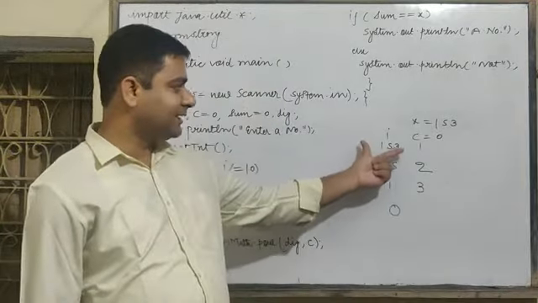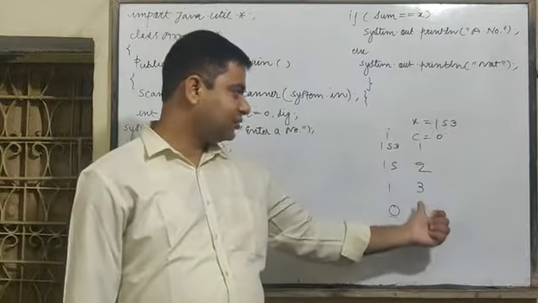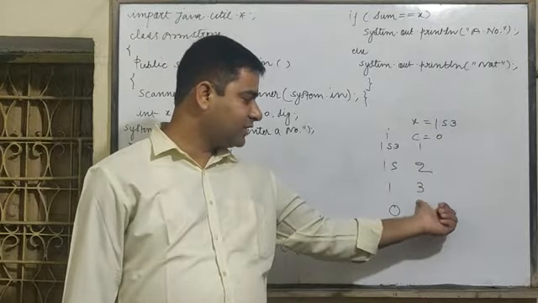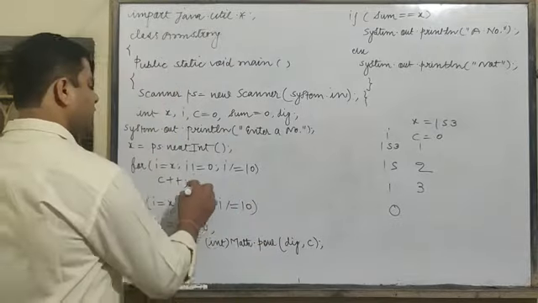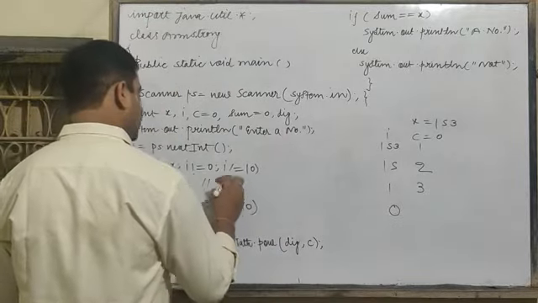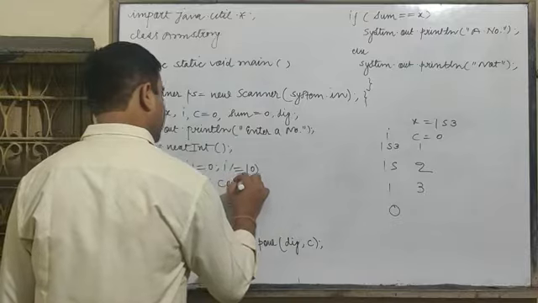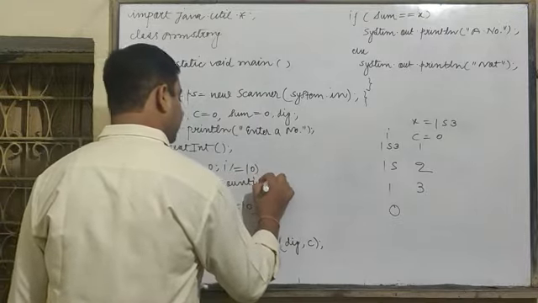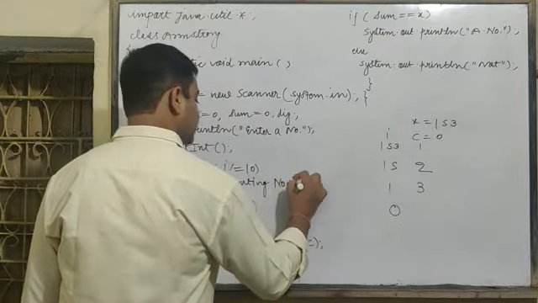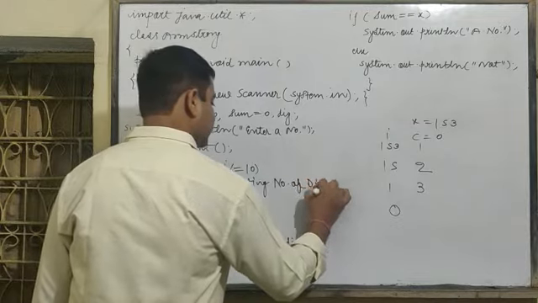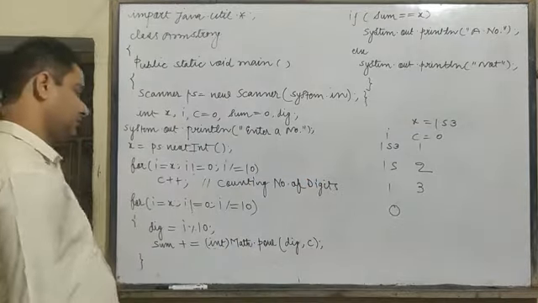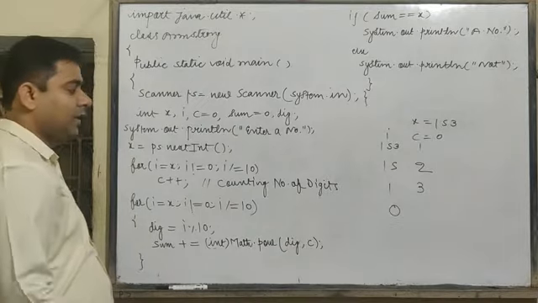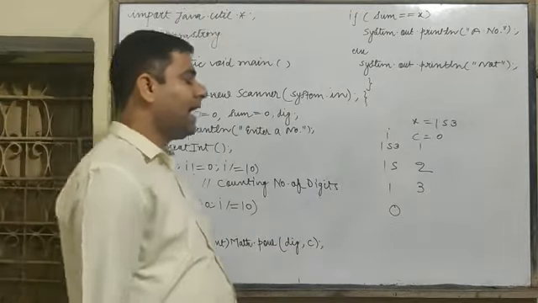So in this way you can see the final value of c is 3. So how many digits are there in x? 3 digits are there. So the resultant value of c is 3. So in C what we are storing? We are storing the number of digits. So what is it doing here? Counting the number of digits of x. Okay? After counting the digits, what do we have to do?